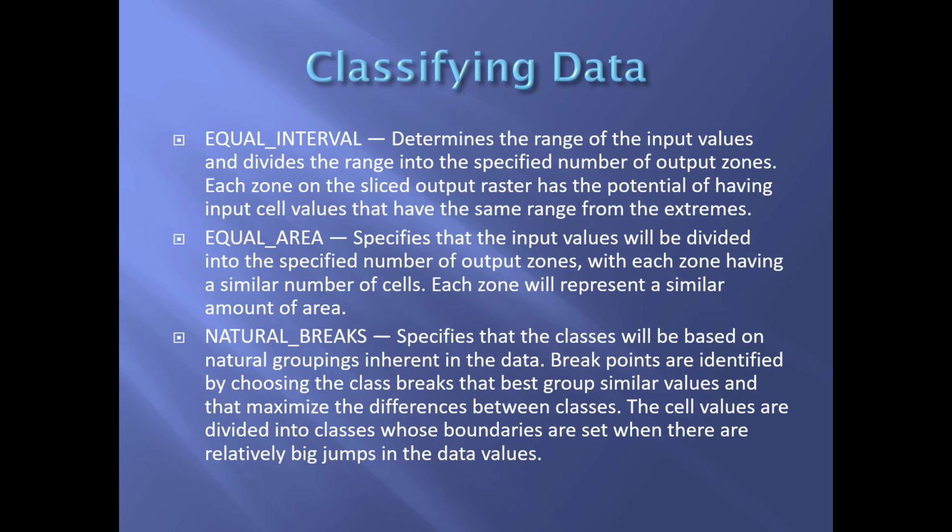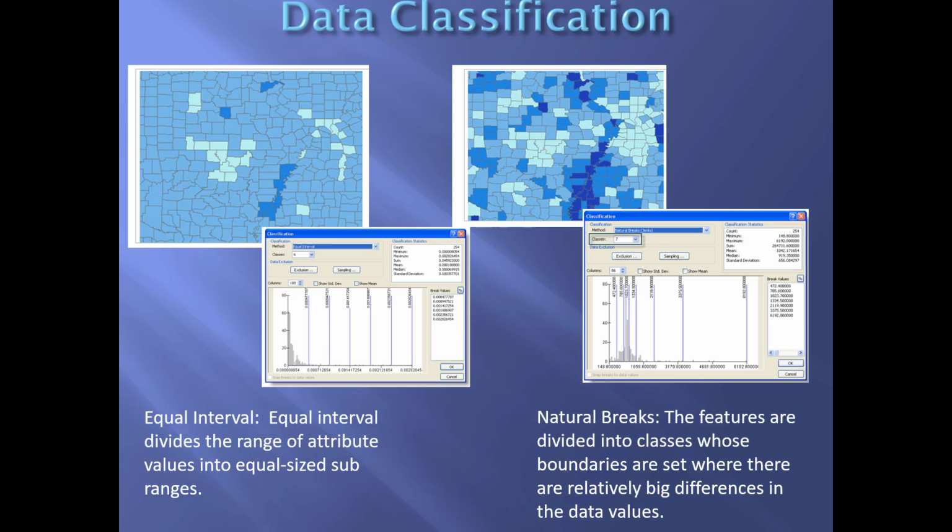And then natural breaks is specifying the classes based on natural groupings that are inherent in your data. Breakpoints or natural breaking points are identified by choosing the class breaks that best group similar values and maximize differences between classes. And the cell values are divided into classes whose boundaries are set when there are relatively big jumps in the data values. So these images should help you understand equal interval and natural breaks.